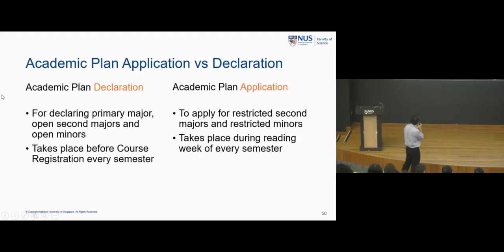Okay, so 2 processes, right? Academic plan declaration and academic plan application. What's the difference? Declaration is for you to declare your primary majors, second majors, minors, and so on. But the key point is that other than the primary major, all other academic plans that you're declaring in this process have to be open declarations, meaning they must be open majors, open second majors, or open minors, where everybody is allowed to make that declaration. There's no need to apply for it.